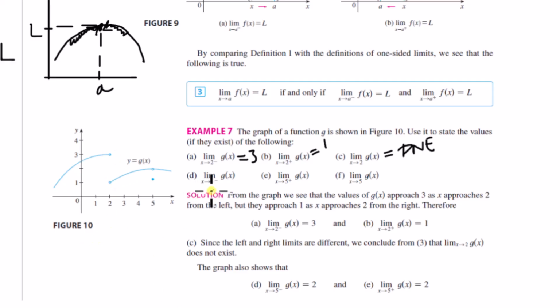Okay, what about the one-sided limit as x approaches 5 from the left of this function? So here's 5. We're coming from the left.